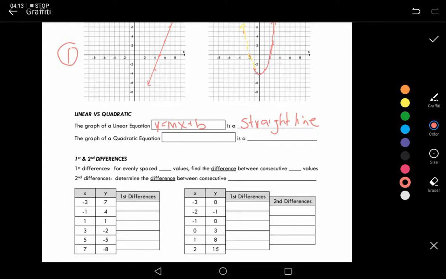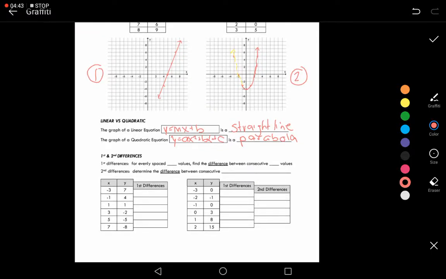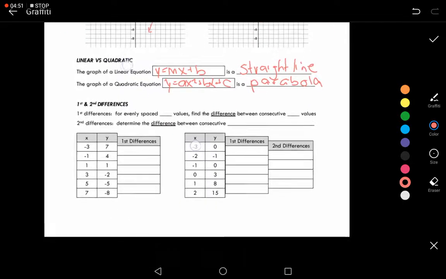On the other hand, if we have the graph of a quadratic function, that equation is going to be y = ax² + bx + c, and that is going to be a parabola. Parabola is just the word we use to describe the shape we can see here in graph number 2. We only graphed half of the parabola, and then we shaded in the other side with that yellow, but that entire shape altogether is the parabola. Okay, so let's move on.